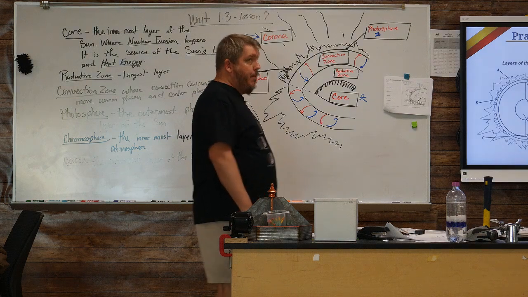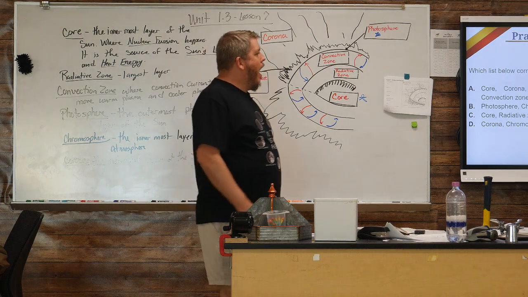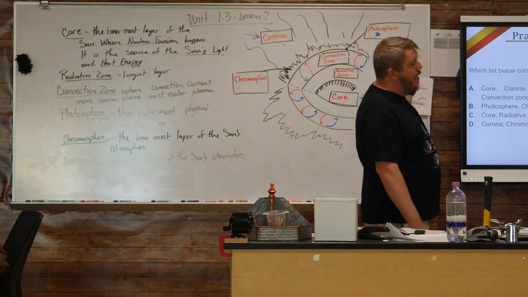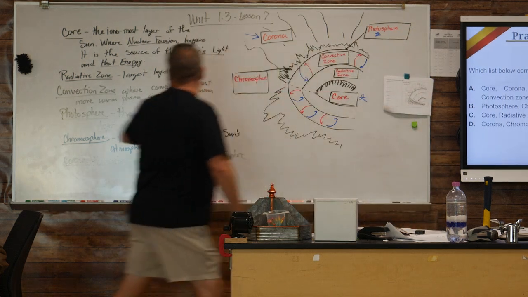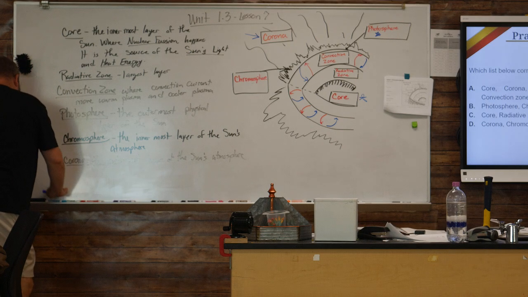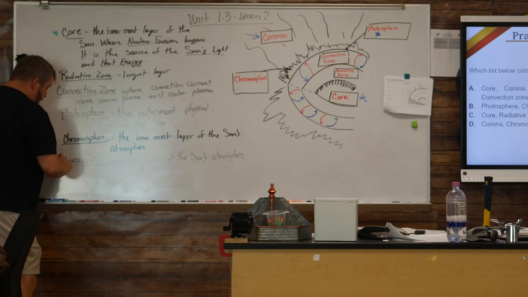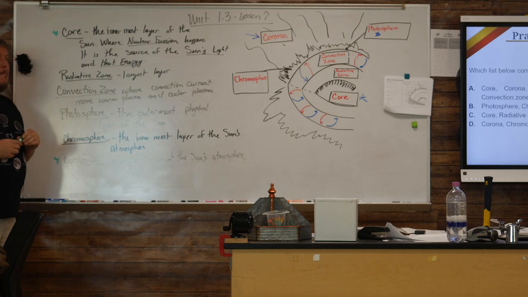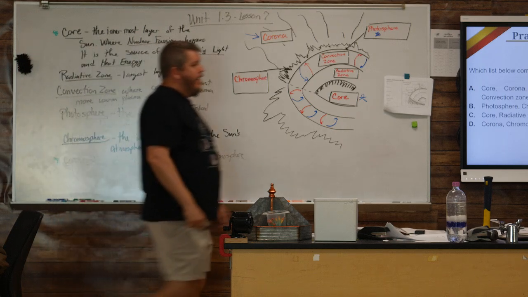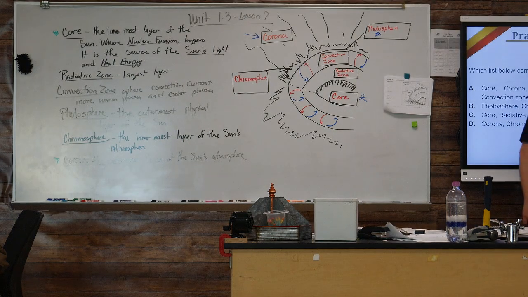Where does nuclear fusion take place? You should be able to clearly tell me that because we talked about it like three times. This question right here: which list below correctly lists the layers of the sun from the innermost to the outermost? I'm not telling you this is how a test question typically goes, but if you just remember that the core is in the middle and the corona is on the outside, most of the time you can get this right. I've never seen them move those two. If you look at our answer choices, the only one that starts with the core and ends with the corona is the correct answer, okay?